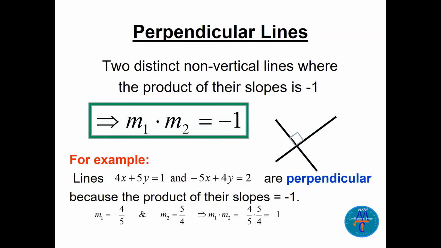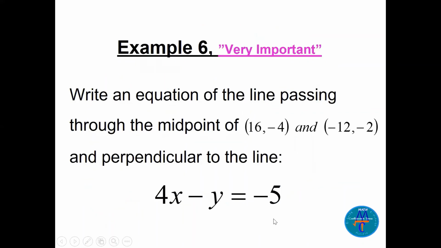Now, how do we check that these lines here are perpendicular? 4x plus 5y is equal to 1, and minus 5x plus 4y is equal to 2. Let's find the slope of the first one. Solve for y, so it will be minus 4 over 5. This is solve for y again, 5 over 4. Try to multiply them. Minus 4 over 5 times 5 over 4 is minus 1. So these are, yes, perpendicular.